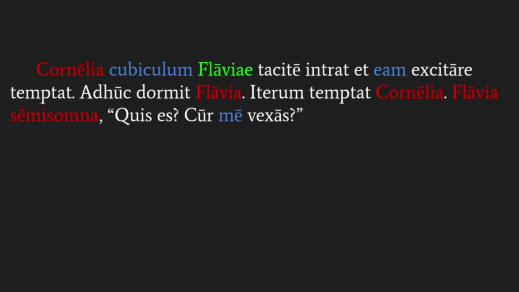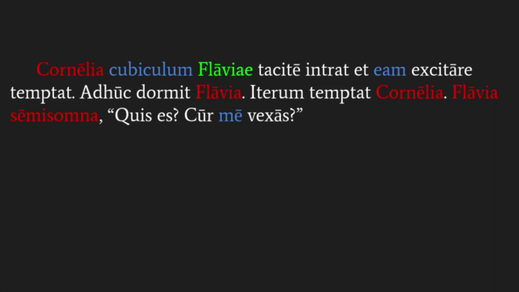And you'll notice that es is the verb to be, but it ends in an s, right? That means you are. Quis just means who. So literally it says who you are, or as a question, who are you, right? Who are you? She doesn't recognize Cornelia. Then it says, cur me vexas. Why, cur, are you annoying? Vexas, me, right? Why are you annoying me?